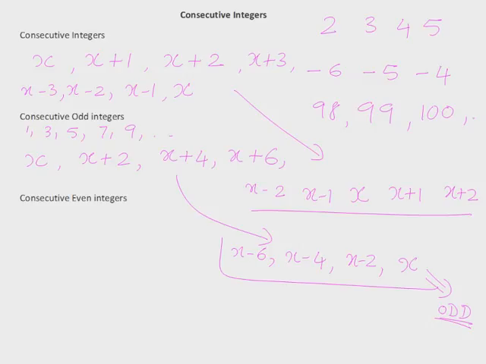Similarly, consecutive even integers, same game. Here x is an even integer. If x is an even integer, then of course x plus 2 will be the next even, x plus 4 will be the next after that, and so on. Or if x is an even integer, x minus 2 would be the previous even, and x minus 4 would be the one previous to that. Important that here x denotes an even integer to start with. Let's see some questions involving consecutive integers.